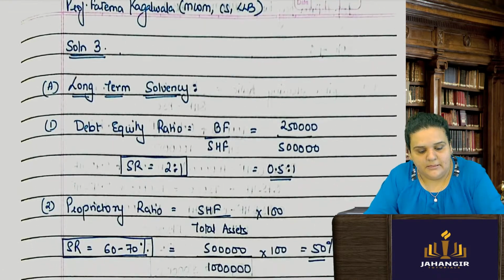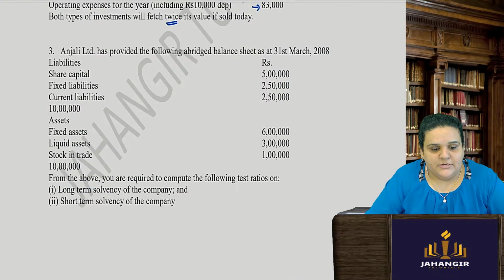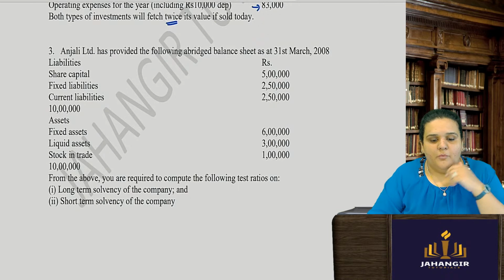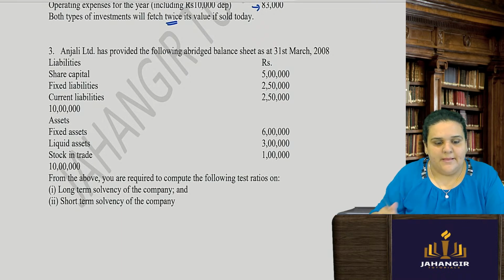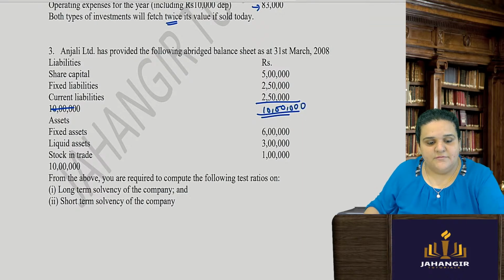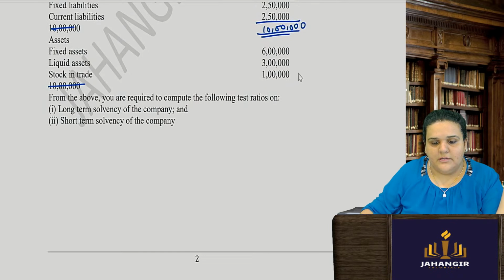Now moving to the next question. Anjali Limited has provided the following balance sheet as on 31st of March 2008. Share capital 5 lakhs, fixed liabilities and current liabilities. So total is 10 lakhs. Here, total is 10 lakhs. Okay. Assets, we have fixed assets, liquid assets, stock in trade. Again, total is 10 lakhs.